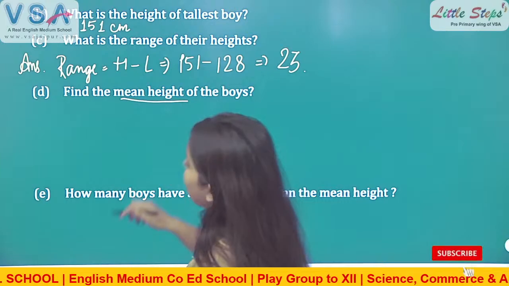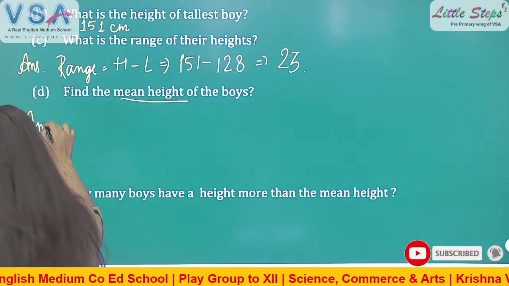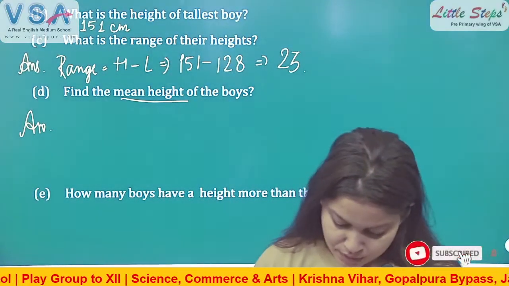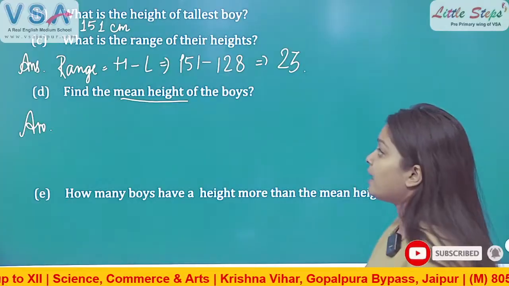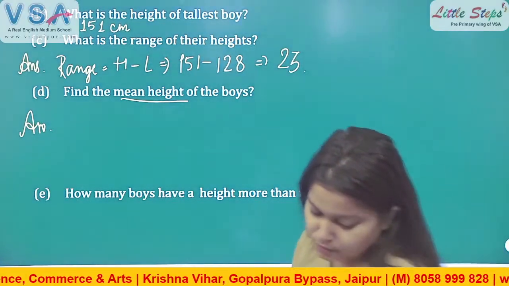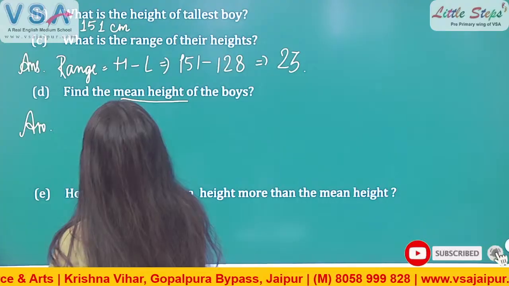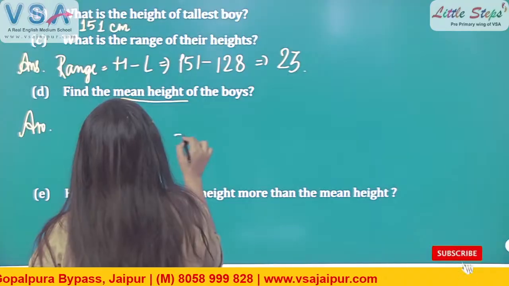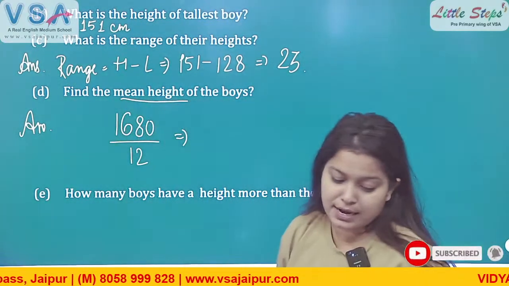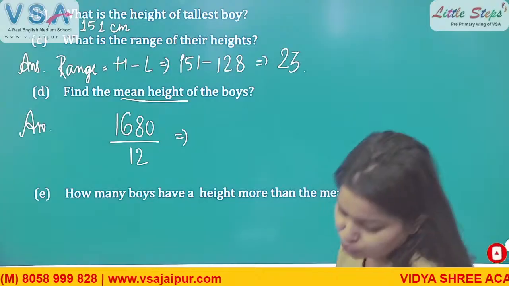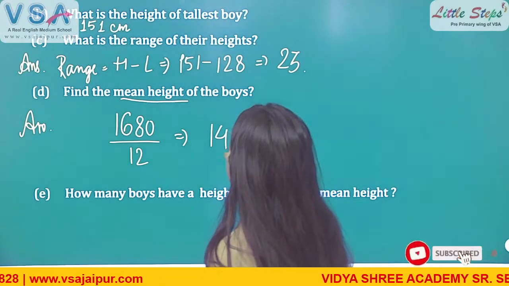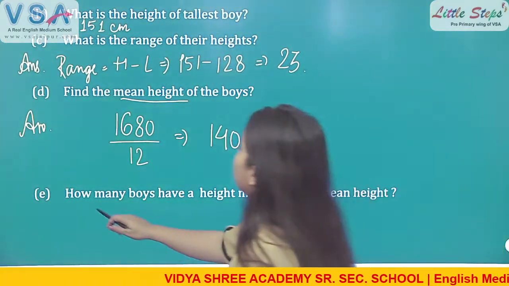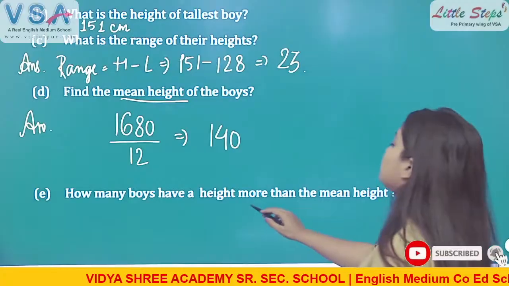Next, find the mean height of the boys. Mean height is the sum of all the numbers divided by how many there are. We need to add all the numbers as I told you earlier, and divide by 12, as we have 12 numbers. I'm writing the sum directly; you have to add all the numbers yourself. So we have 1680, divided by 12, and the answer is 140. The mean is 140.